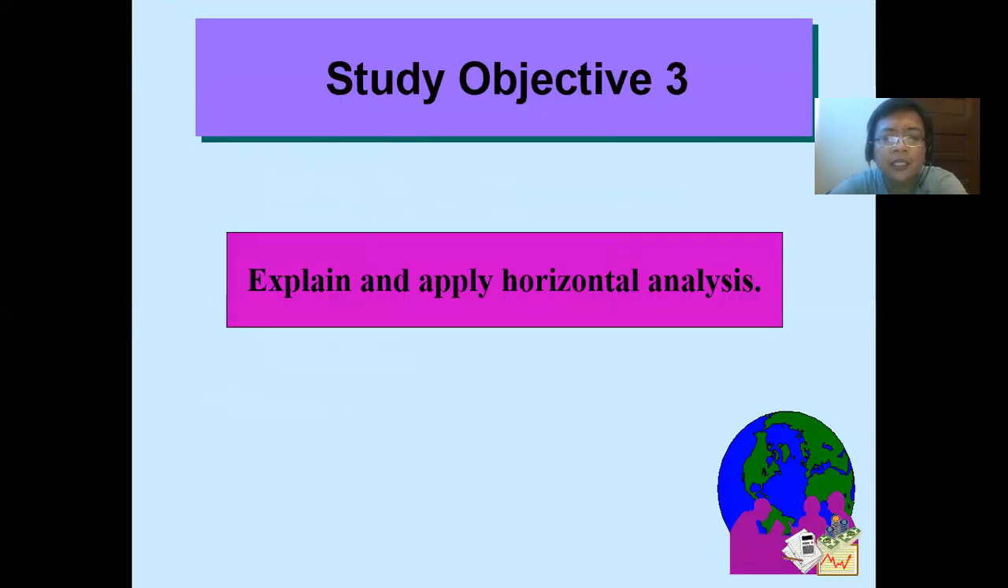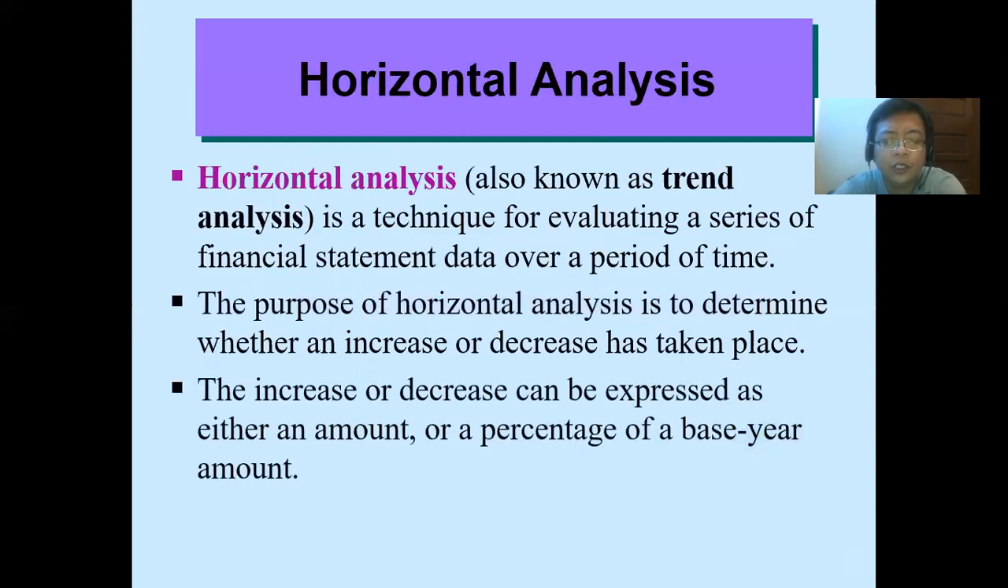Now, explain and apply horizontal analysis. What do you mean by horizontal analysis, also known as trend analysis? It is a technique for evaluating a series of FS data over time. The key word is trend analysis, meaning you evaluate year by year, or over a period of time. The purpose is to determine any increase or decrease over a particular period of time, based on percentage or on amount.